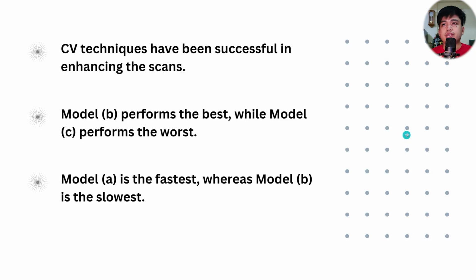For our conclusions, the computer vision techniques have been successful in enhancing the scans, as we can see in the performance results, wherein Model B performs the best and Model C performs the worst. However, we should take note that Model A is the fastest, whereas Model B is the slowest. With that, we can say that Model A could be used in emergency situations, and Model B could be used in situations where accuracy rather than runtime is needed.